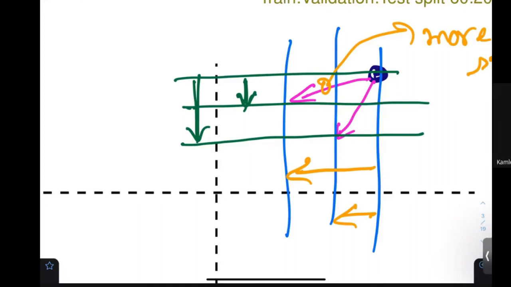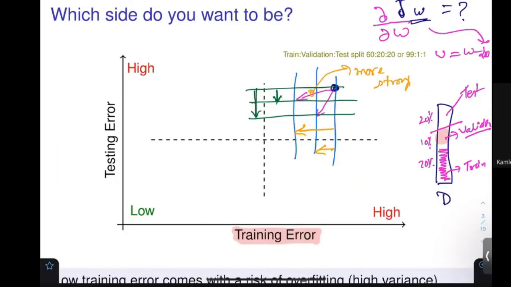Okay, so this is the simpler model. Our assumption is that this particular model has less reduction in the training error, so it is a simpler model. So the simpler model may be better on the testing data. Make sense?